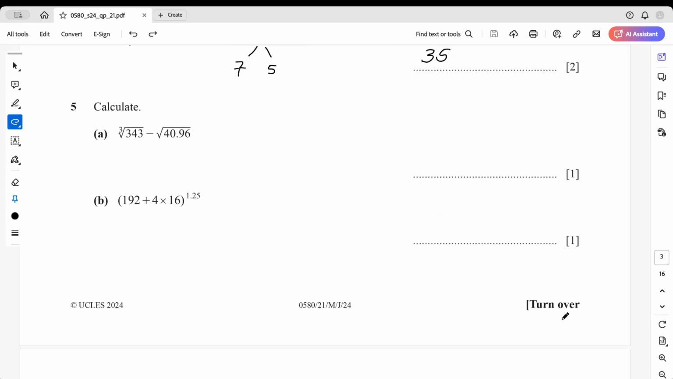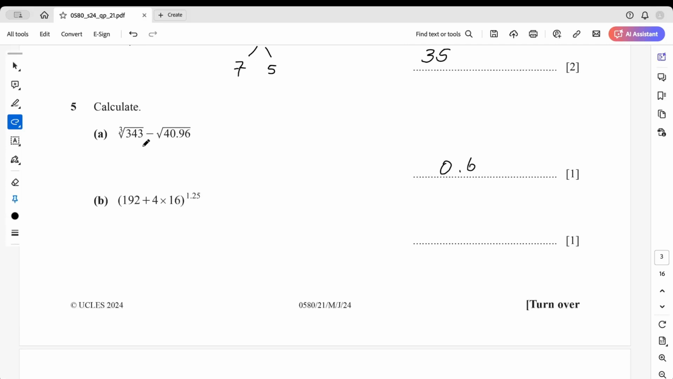On to question number 5. For this, they are testing your calculator skills. So just when you are inputting this into your calculator, make sure you're inputting them correctly. So for the first one, you should get an answer of 0.6.